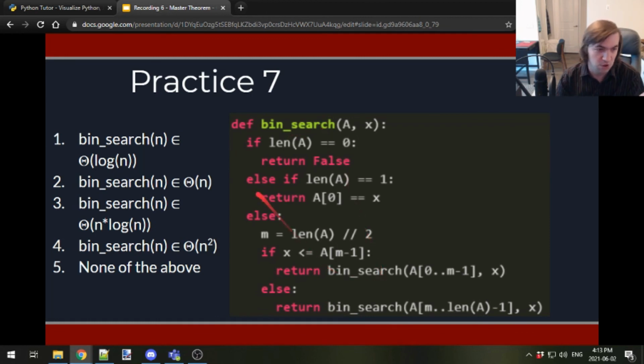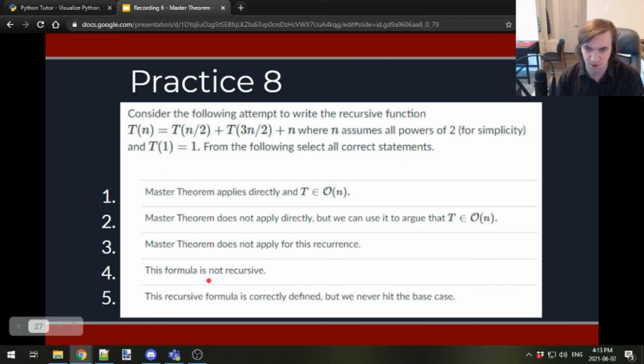Here is binary search. Is binary search big theta of log n, big theta of n, big theta of n log n, or big theta of n squared, or none of the above? I think I actually mentioned the answer earlier in this video, but not everybody will watch the video, so you can feel smart by remembering what I said, or figuring out for yourself what the answer is. Here is a former test question, which we'll also talk about in class. Consider this recursive function. From all the following, which are correct statements? And there are 5 statements here. You can read them, I think. We'll talk about what the answer is.